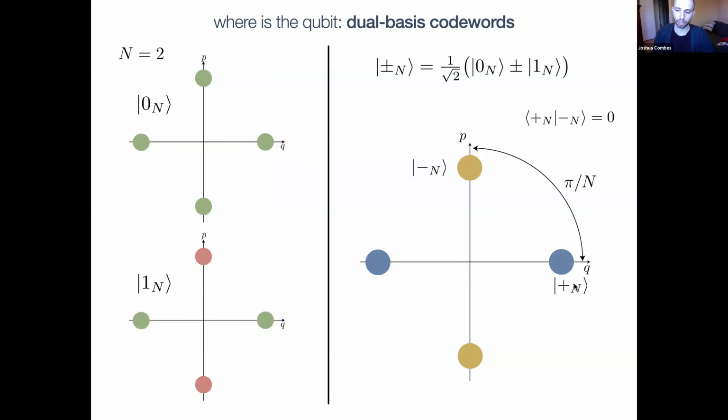And the cool thing is you can actually see here that if I rotate by pi on 2, I've actually transformed my plus state into my minus state. And so actually this rotation by pi on n is the Z operator for our code. The other thing to note is that if I rotate the 0 code word or the 1 code word by any amount, I'm never going to transform 0 into 1 or 1 into 0. That's because the rotation is never going to affect the phases between the lobes of the superposition.